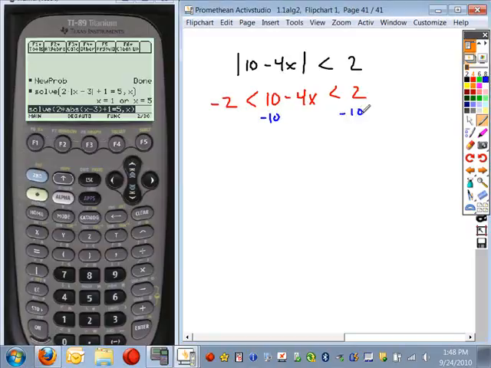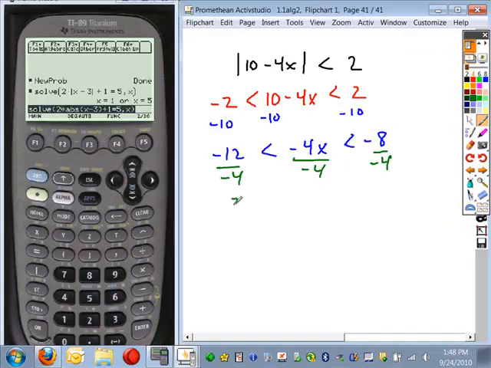So we subtract a 10 from all parts. Negative 12 is less than negative 4x, which is less than negative 8. Undo or isolate the variable completely by undoing the multiplication. So if we divide by negative 4, we get a positive 3, an x, and a 2. Now I didn't write the inequality symbols because what happens when you multiply or divide by a negative? You have to flip these inequality symbols.